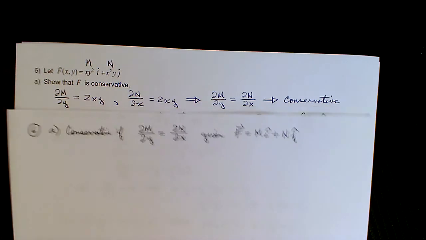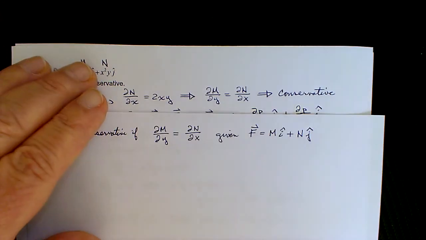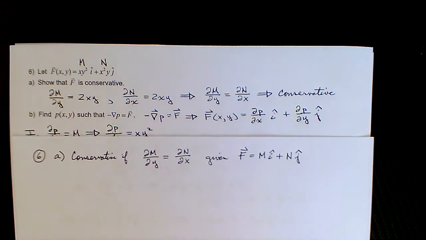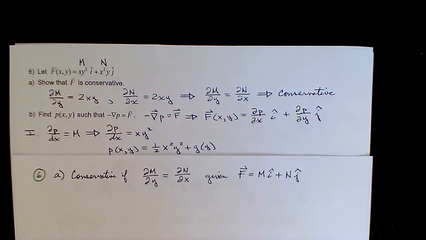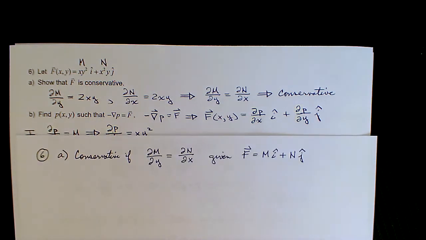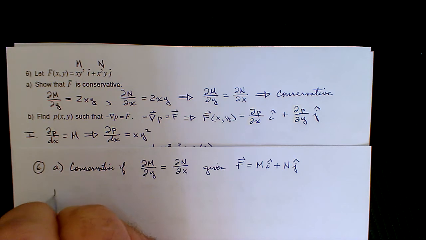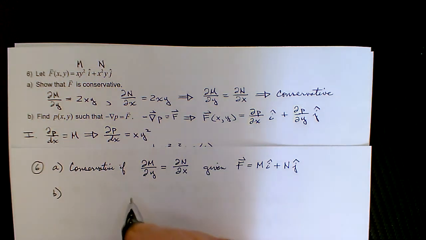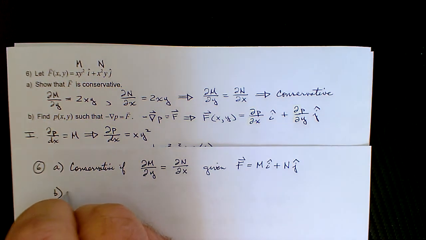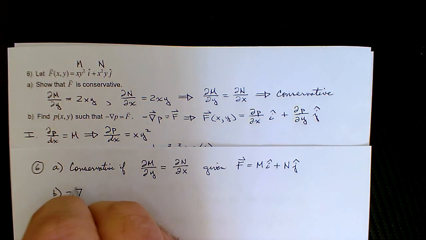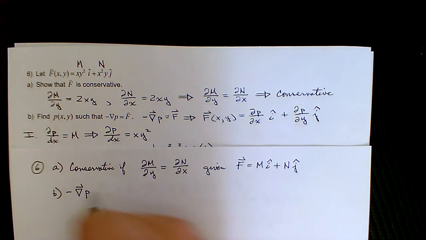So you could see we proved it was conservative that way. Okay, and then also for this situation, we have that there's some potential, what we call the potential function p, such that the opposite of del of p is equal to the function f.